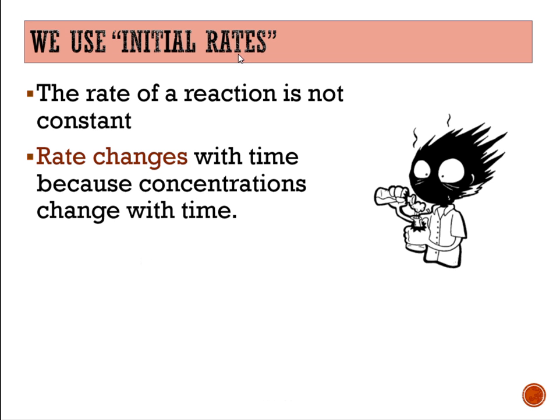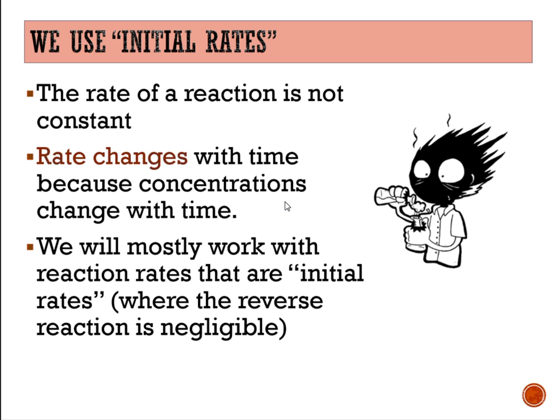We're going to be using initial rates in the forward reaction only because initial rates are not being influenced by a reverse reaction. Most importantly, the rate of the reaction is not constant. Rate changes over time because of concentrations changing with time. Those concentrations influence the progress of more things continuing to react on the way to some equilibrium.